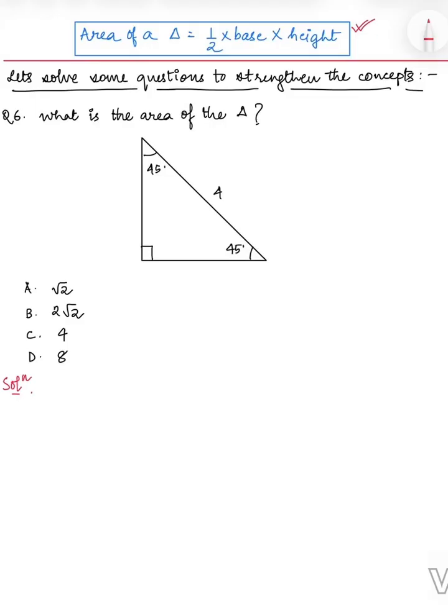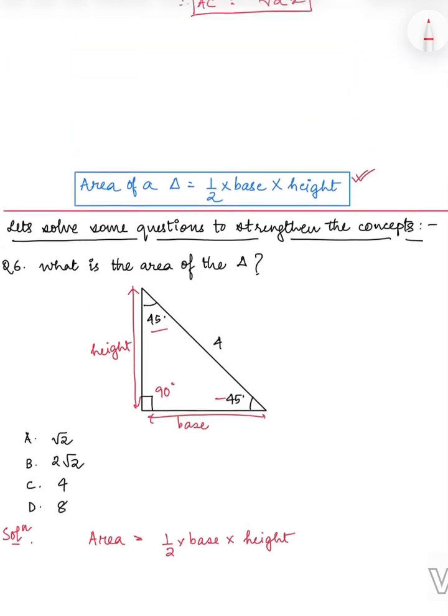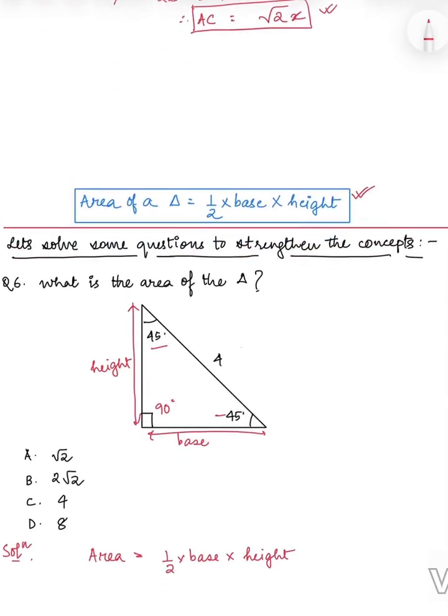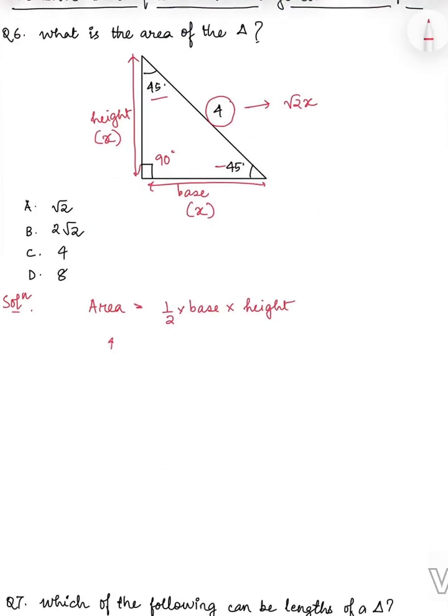So the first is, what is the area of this triangle? We just learned that the area is half into base into height. So this is basically called the base and this is the height. Now what do we see? This is a 45, 45, 90. We just learned that over here this hypotenuse is root 2x. So we'll get the value of x from here. If root 2x is equal to 4, then x is 4 by root 2.